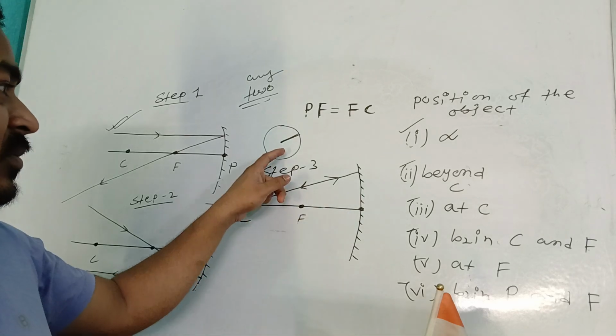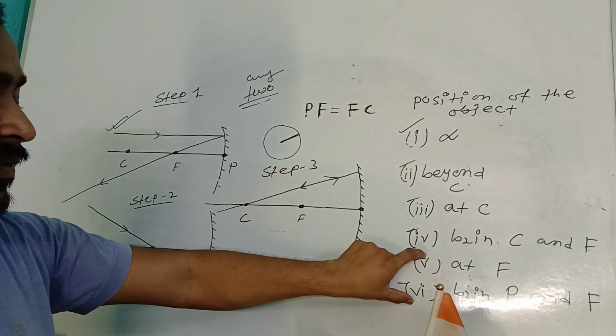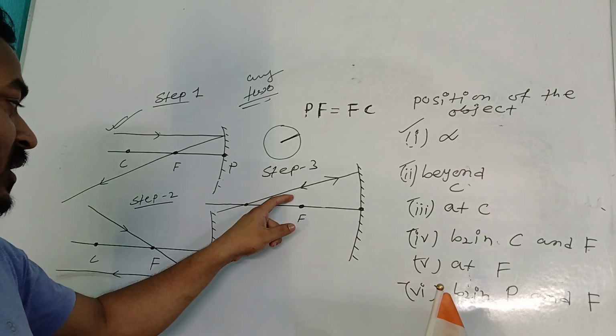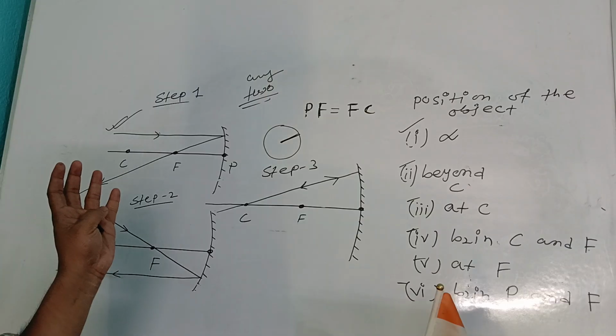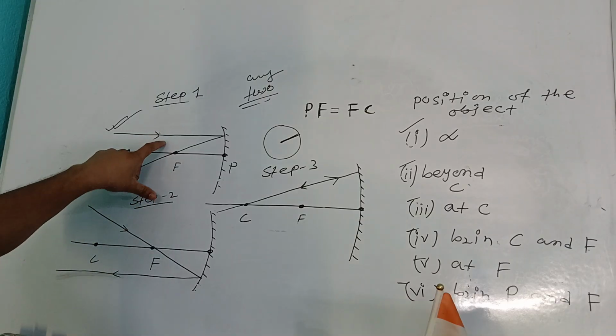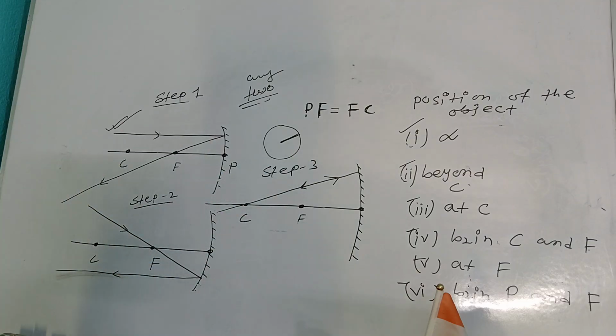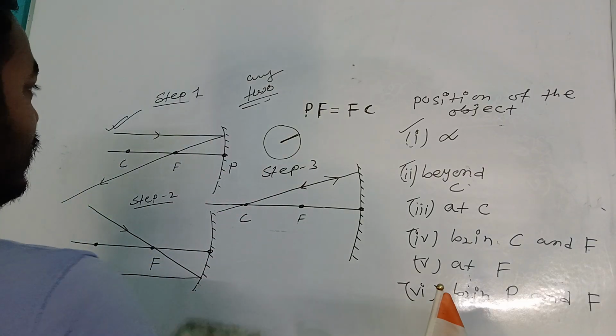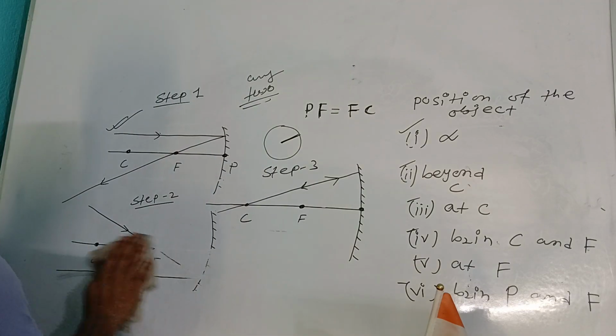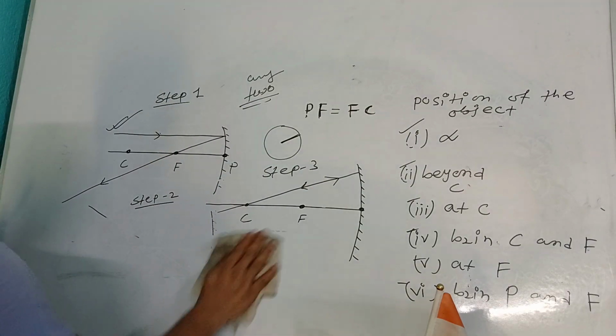For these two diagrams we have to select either this or this. Basically by using these steps we can draw the ray diagrams. So now one by one try to draw the ray diagrams. Now step by step, one by one we draw the ray diagrams.